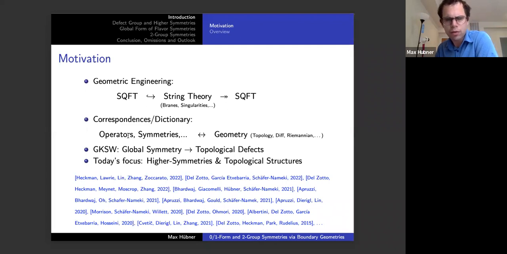It's been, I think, 8 years since Gaiotto, Kapustin, Seiberg, and Willett wrote their paper on generalized global symmetries. The main takeaway from that paper is that we should think of symmetries as a collection of topological defects. So whenever the theory is geometrically engineered, the data of these topological defects should be encoded in the topology of the engineering geometry. This correspondence is exactly going to be the focus of the talk today: higher symmetries in field theories and topological structures in geometry.